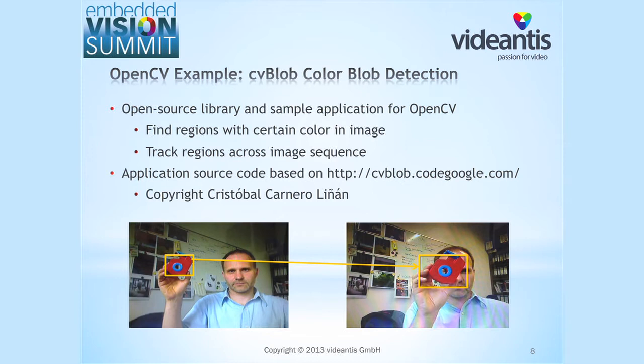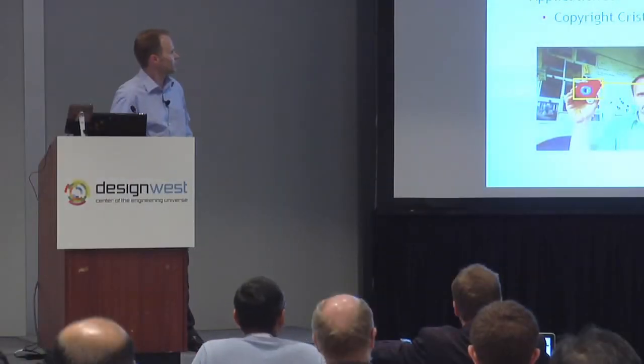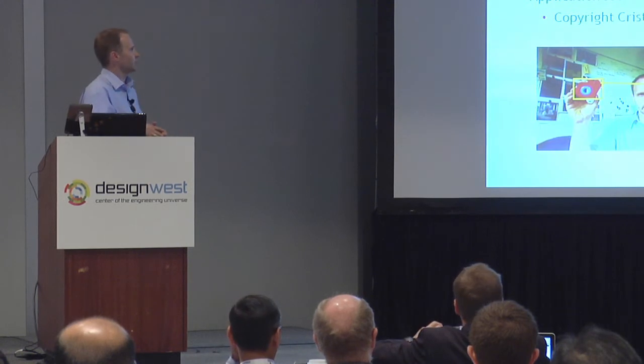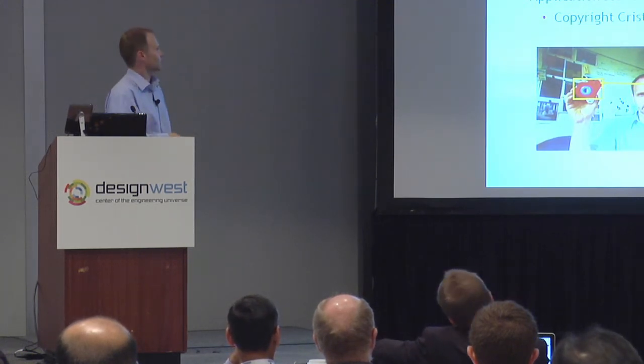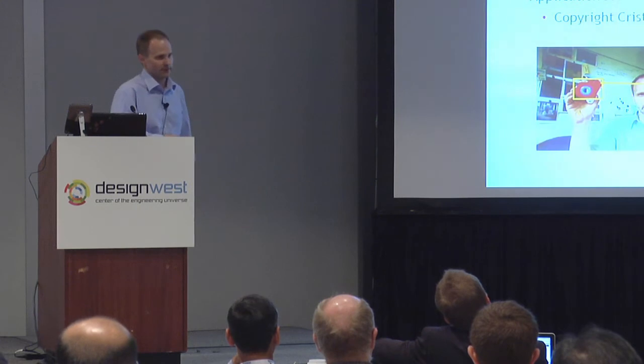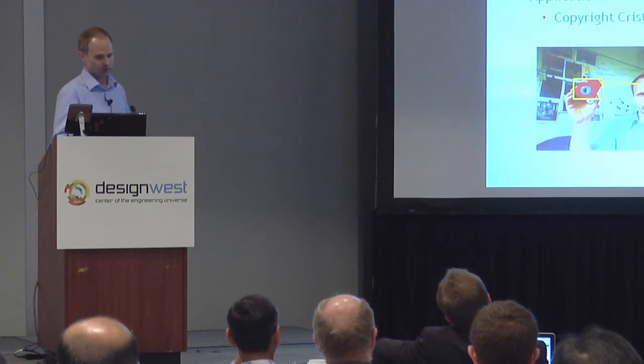I'm going to use the following example just to shed some light on how this is used in porting an application to an embedded system. We use the CV block color block detection application. This is actually an OpenCV library, and in addition to that, an application. What it basically does, as illustrated in the images below, is find regions with a certain color in an image, and then track the regions across images. The source code, you can basically download from there if you want to look into that.